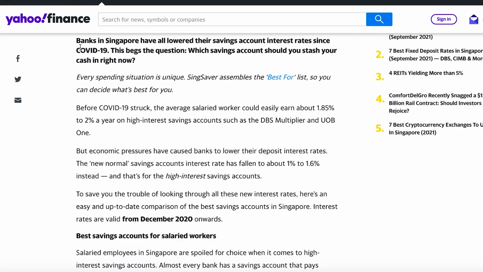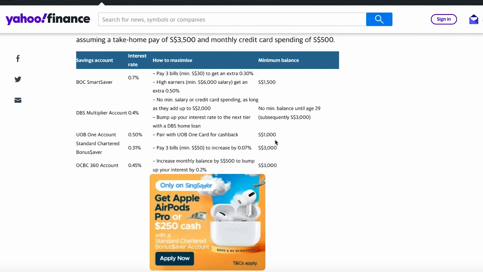And if you don't believe me, take a look at this. Banks in Singapore have all lowered their savings account interest rate since COVID-19. And look at this interest rate. BOC Smart Saver 0.7%, DBS Multiplier Account 0.4%, UOB One Account 0.5%, Standard Chartered Bonus Saver 0.31%, and OCBC 360 Account 0.45%. They are all so pathetic. I wouldn't even put my money with them. So you think your money is safe in the bank?